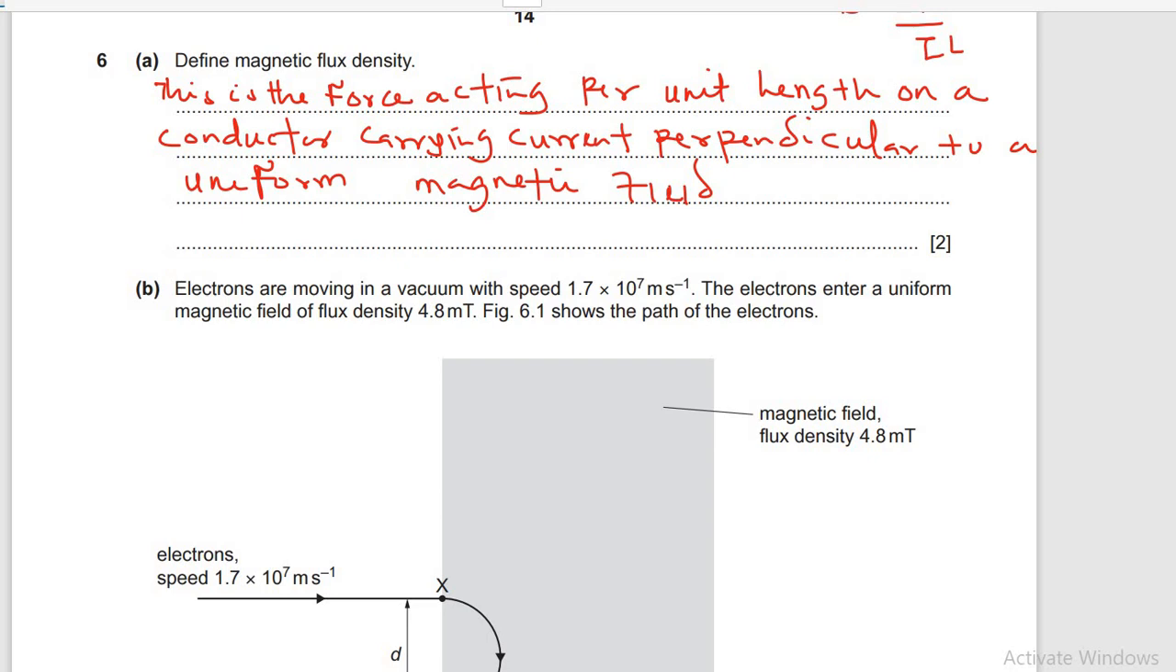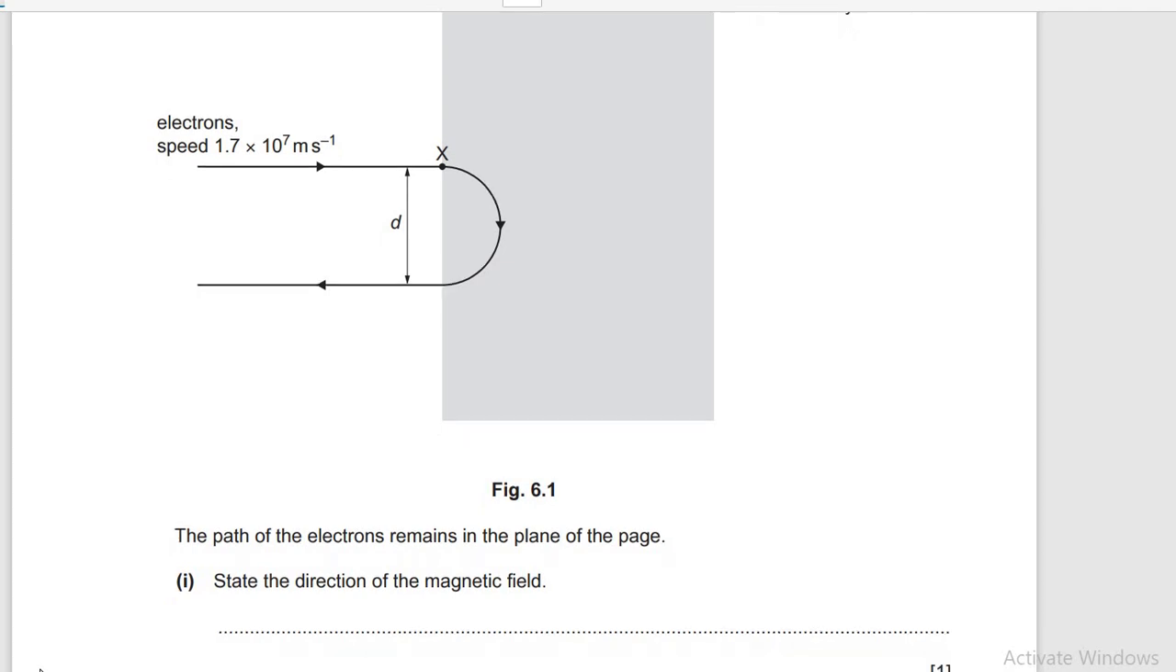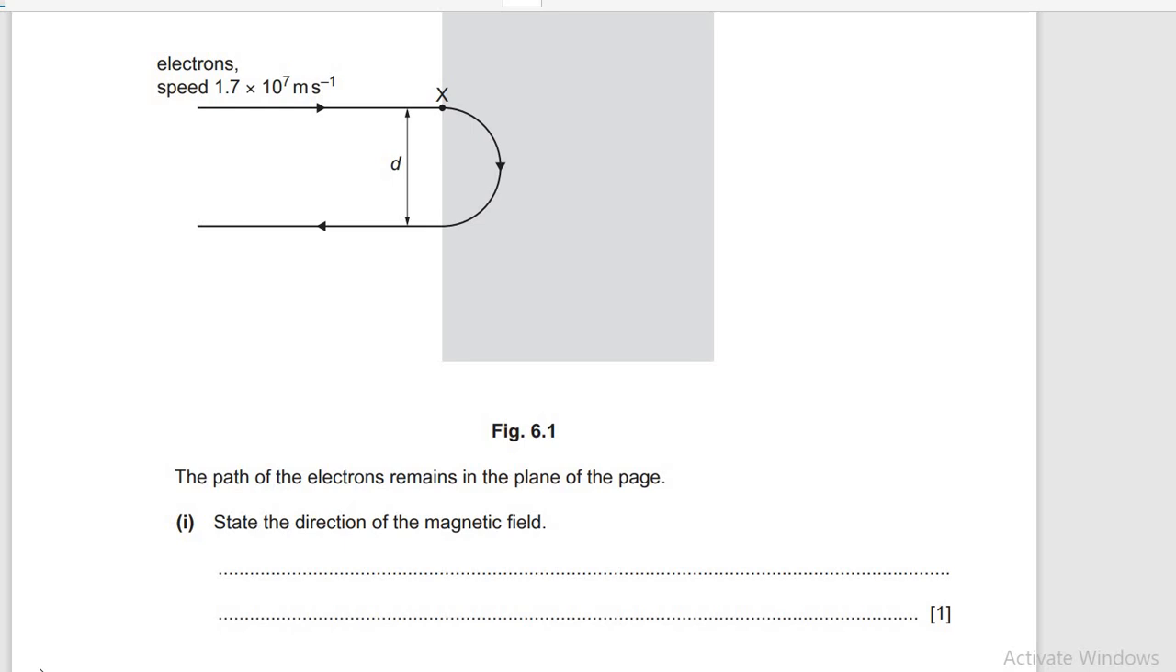Electrons are moving in a vacuum. The speed of the electron is 1.7 times 10 raised to the power 7. The electron enters a uniform magnetic flux density B. Show the path of the electron. Look at the path of the electron. The direction of force is downward. The electron's charge is negative. The path of the electron remains in the plane of the page. State the direction of the magnetic field.